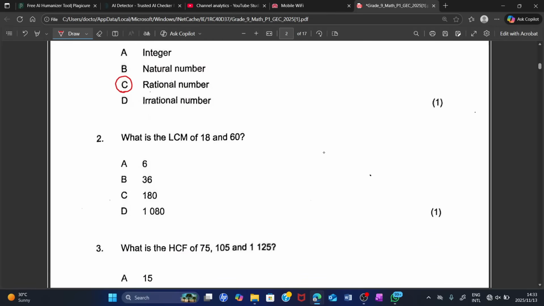Now, the next one is what is the LCM of 18 and 60? So you're going to write 18, press your calculator, shift fact, it will be 2 multiplied by 3 squared. And then you write 60, press your calculator, shift fact, and it will be 2 squared multiplied by 3 multiplied by 5. Right, so in this case, you're going to look for the LCM.